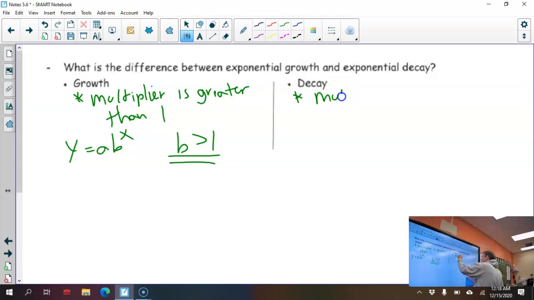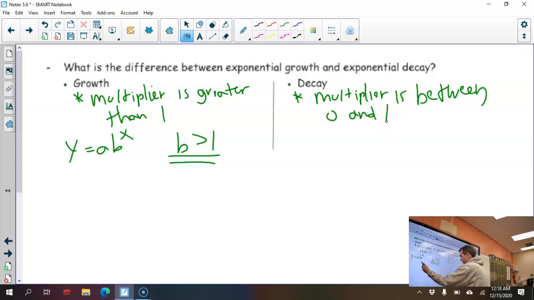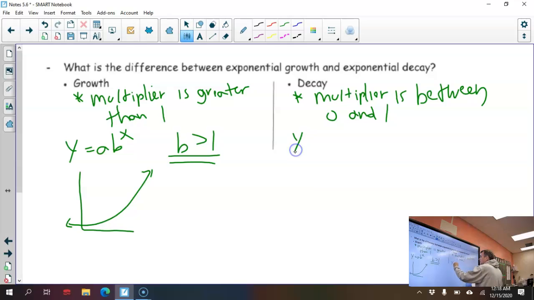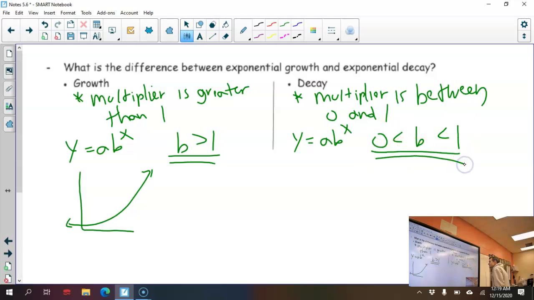Decay, multiplier is between 0 and 1. By the way, this graph looks like this. And when you have decay, let's see. So in this case, for my equation, y equals ab to the x, the b value is less than 1, but it's got to be greater than 0. And then you get decay. You get a graph that looks like this, where whatever you have is going down.